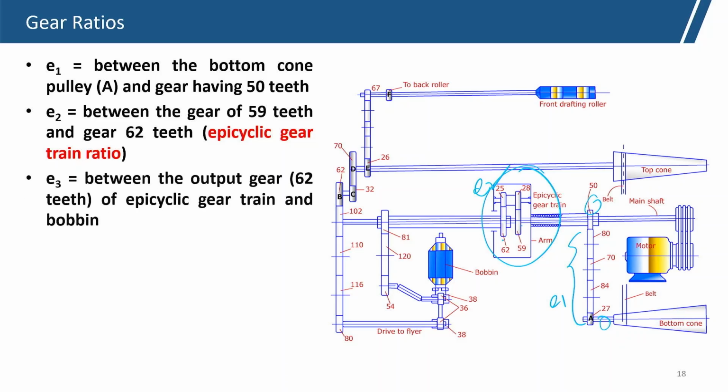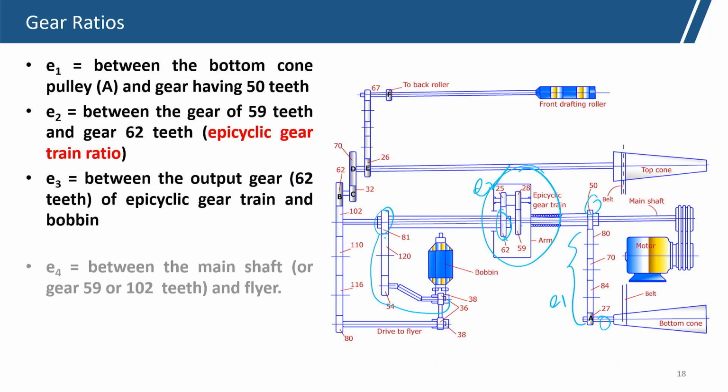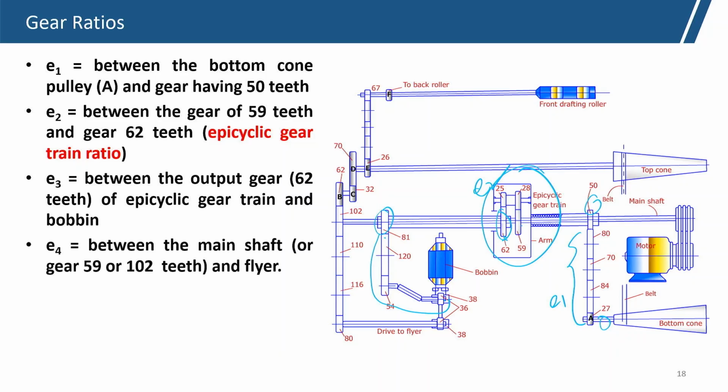E3 is between the output of the epicyclic gear 62 and the bobbin. So, the output of 62, meaning the output of epicyclic gear 62 and 81, they are the same; from there to this point, this is E3. And E4 is between the main shaft gear and the flare. So, this is E4 which we have already seen. So these are the constants we can calculate beforehand.